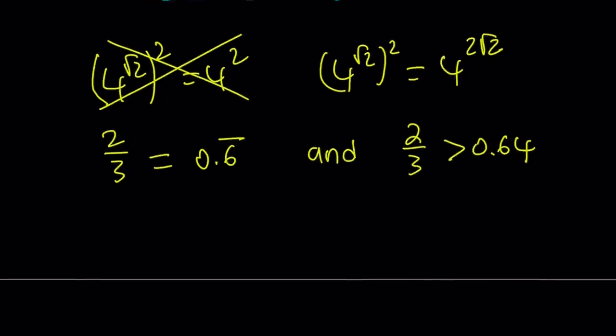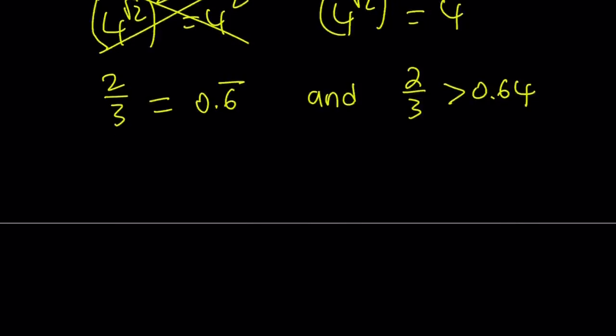But for those of you who are watching this for the first time, or who are seeing something like this for the first time, it looks very different. I understand that, but take your time. Anyways, hopefully we all understand that 2/3 is greater than 0.64. Notice that 0.64 is a perfect square, so I'm going to square root that for sure.